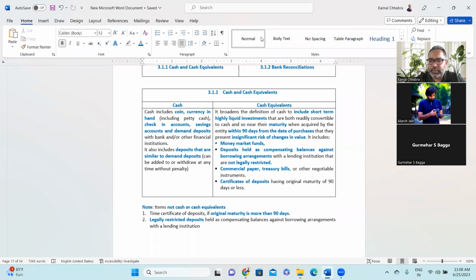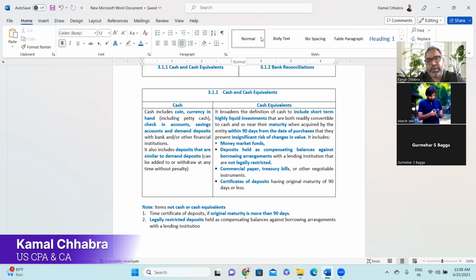So very simple. What is cash? Coin, currency, checking account, savings account, demand deposit, or similar deposit which is easily convertible into cash. And what is cash equivalent? The investment which you have made with an original maturity of 90 days or less. In very layman language, it may include your money market fund, deposits, commercial paper, treasury bill, certificate of deposit. All these things come under cash equivalent.